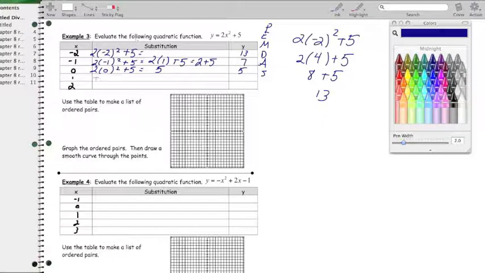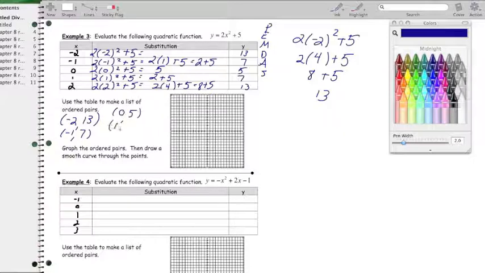I will need to see that you're good at substituting these in and solving them on your own. You can check with the calculator, but I want you to be able to solve them without one. So 2 squared plus 5. 2 squared is 4, so I'm going to get 2 times 4 plus 5, which is 8 plus 5, which is 13. Now let's make our ordered pairs. Negative 2, 13, negative 1, 7, 0, 5, 1, 7, and 2, 13.